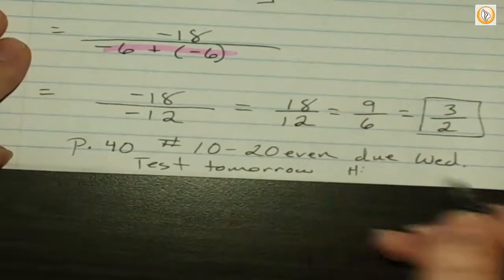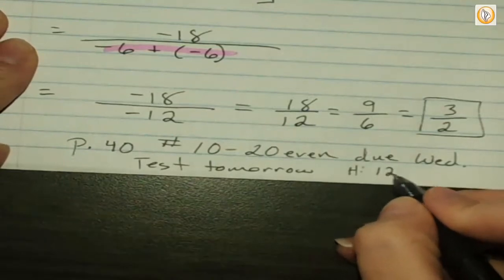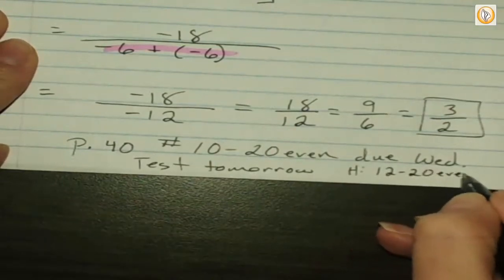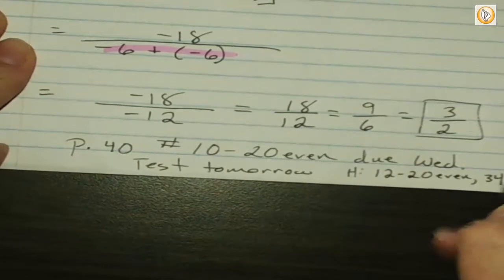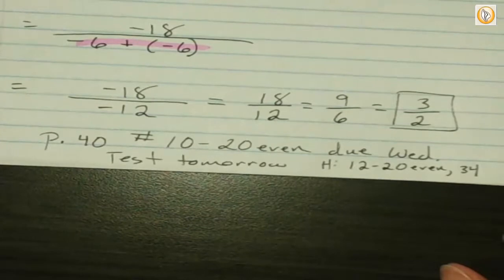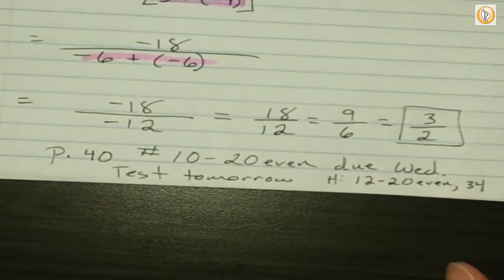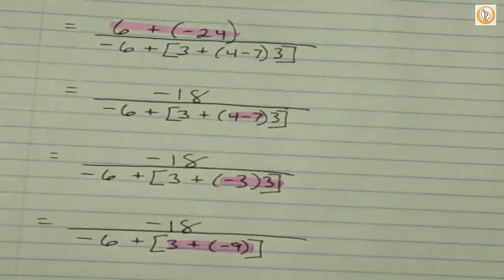Honors. 12 through 20 even, and number 34. There. Last year I don't know why, didn't put that on there. 34. Yep. So same amount of problems.